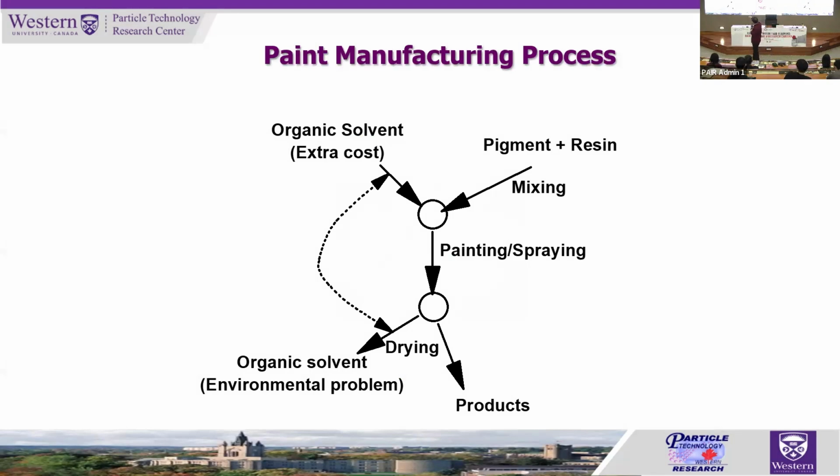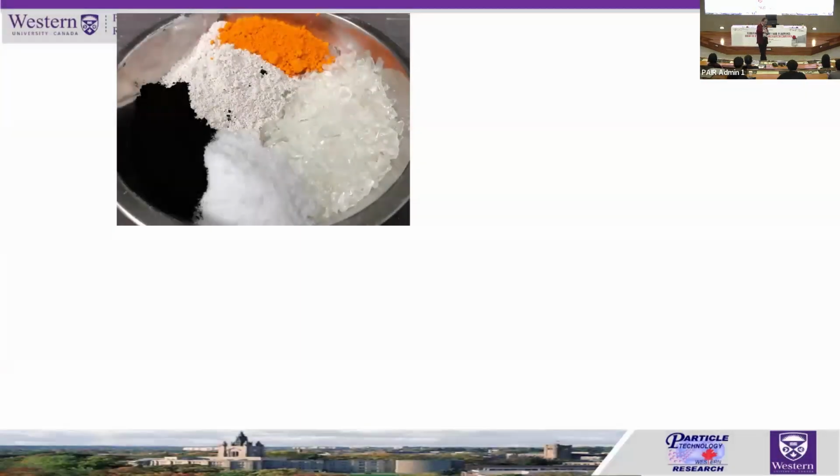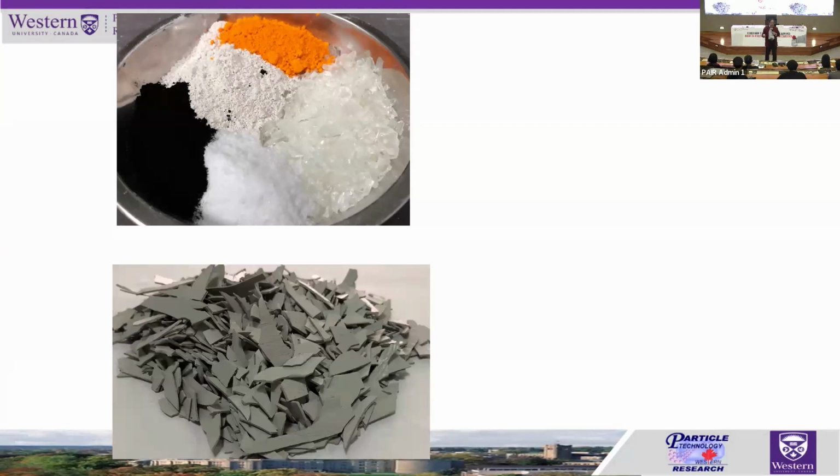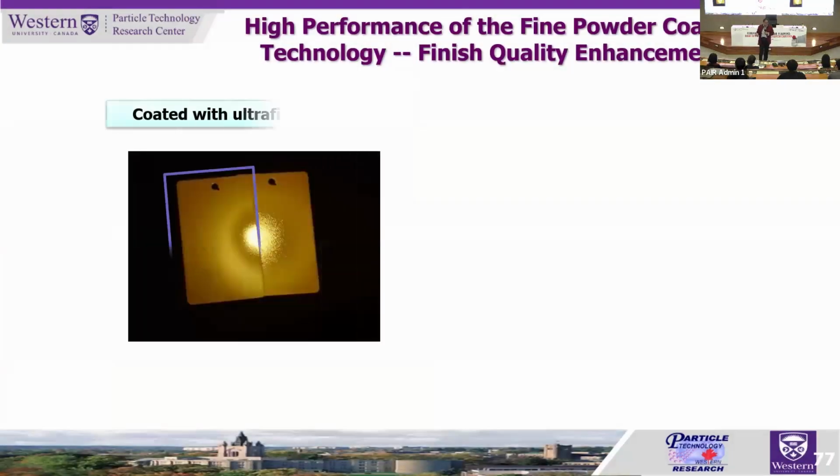See, this is a picture. You have organic solvent, which is an actual cost, mixed with pigment and resin. You spray it, and then you drive the organic solvent away. So solvent is both costly and has environmental problems. My technology forgets about that and just uses the other side. With particles, we mix them together, grind them down into fine particles, and we spray them.